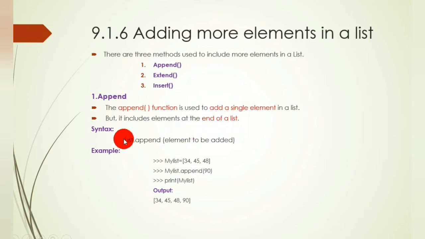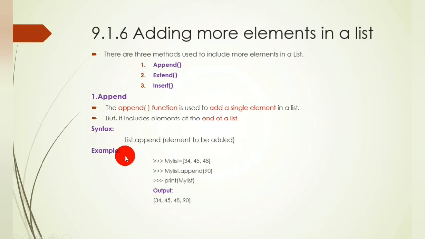Now you can see the syntax of this append function. Syntax: list dot append, element to be added. So list is the variable name, and list dot append is the function name. After writing the function name, within brackets you have to specify which element you want to add into the list.